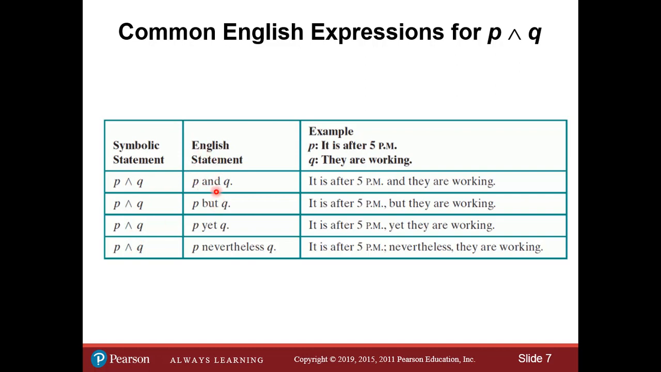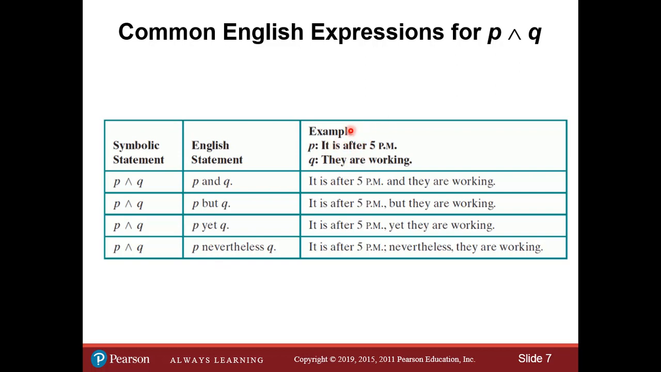Here's how we could state it. We could use and. But is also used in English for and. I'm going to go to the store, but I'm not going to buy milk. So that would be the same as I'm going to the store and I'm not going to buy milk. Okay. P yet Q. Okay. I'm going to the store yet I'm not going to buy milk. Same thing as and. So these three connectives are the same as and: nevertheless. P, nevertheless, Q. Okay.